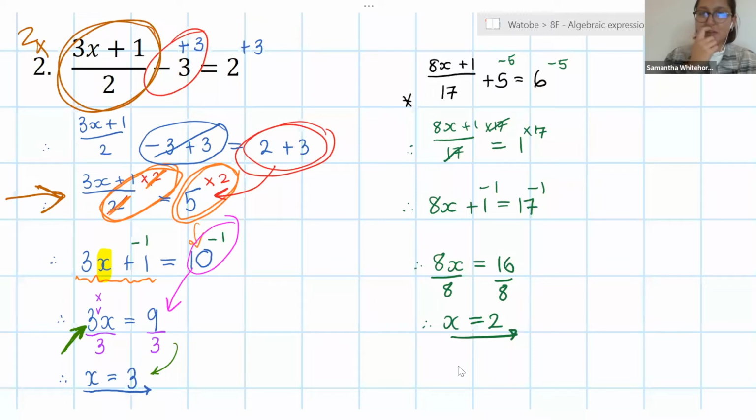Guys, well done. That was really, really good. So you're just using your inverse operations. We started by subtracting 5 on both sides. Once we had that, we then multiplied by 17, and that's what I just explained. If you want to get rid of the denominator, you have to do the opposite. The fraction means divide, so we do the opposite. So we multiply by 17, and then you've got 8x plus 1 equals 17. We subtract 1 on both sides. That gave us the next step of 8x equals 16. And then we have to get x alone, so we divide both sides by 8. Well done, guys. That's really, really good.